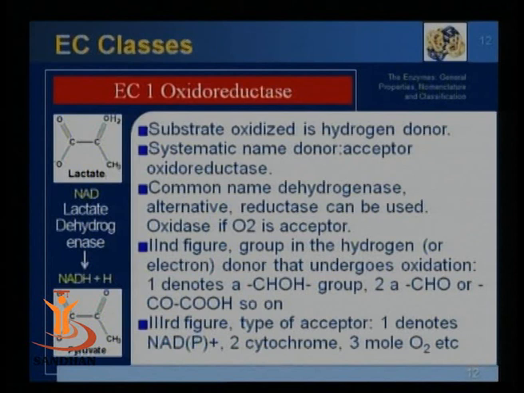Now in the figure which is shown on the left side, you can see that oxidoreductases can be exemplified by a most popular and most commonly known enzyme, a very widely studied enzyme, lactate dehydrogenase, which converts lactic acid into pyruvic acid by carrying out its oxidation.